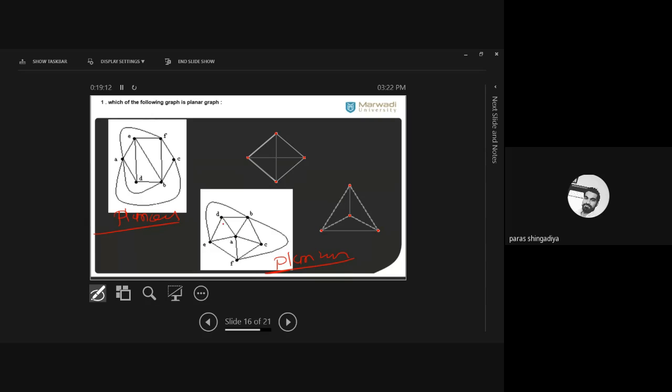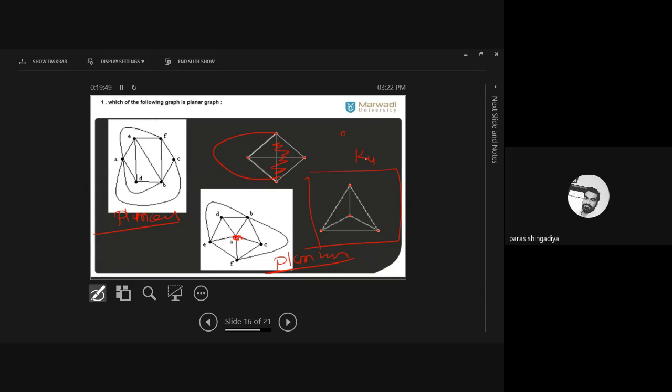Clear? There is no cross at any place. Here there is one vertex. Here there is a K4. Remove one from here and then recreate it outside. And there is a K3. Which graph is here? K4: 4 vertices with 6 edges, and all vertices of degree 3. So all are planar graphs.